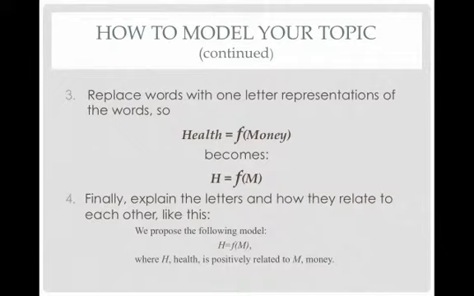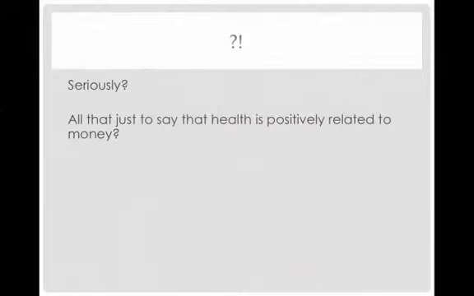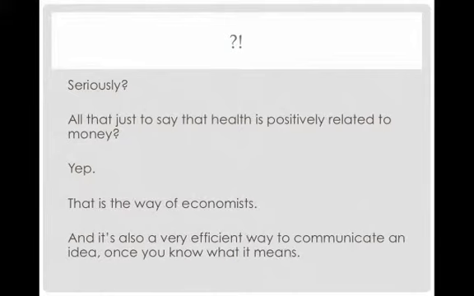So this is some common boilerplate language. We propose the following model. H is a function of M, where H, health, is positively related to M, money. Okay? Huh? All that just to say that health is positively related to money? Yes. That is how economists communicate with each other. And once you get used to it, you can see it's very, very efficient.